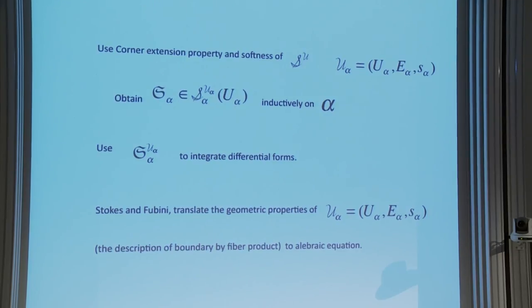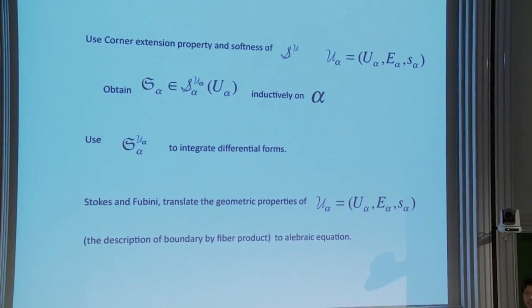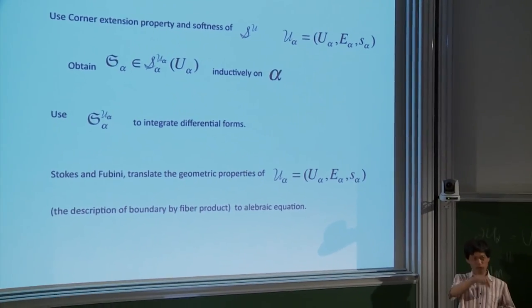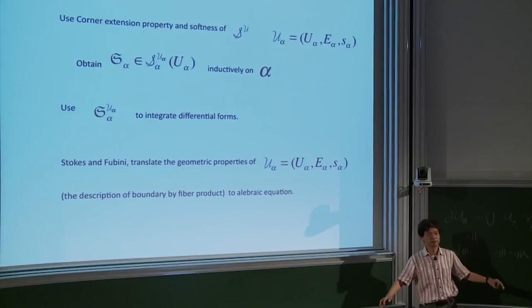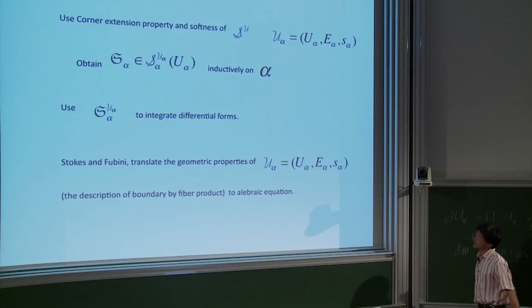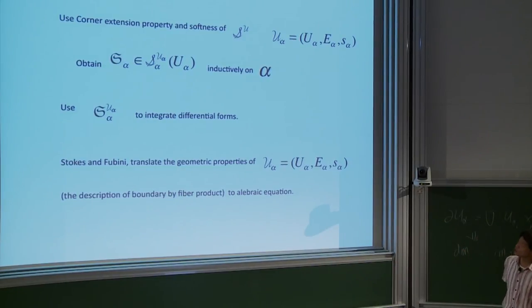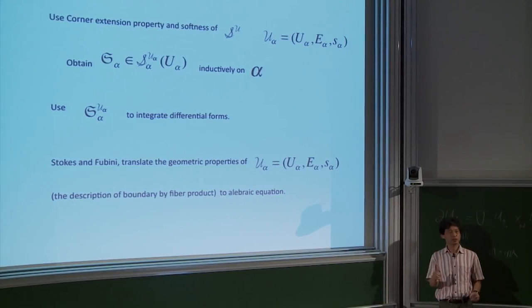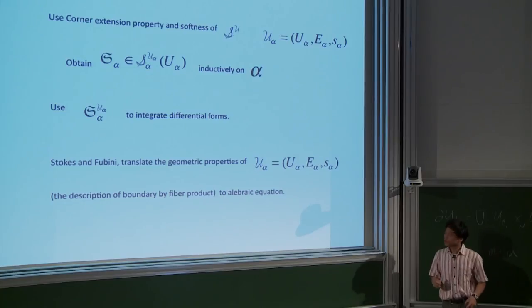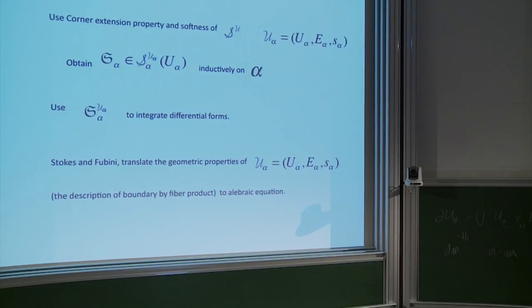It doesn't have a boundary. And Maxim says that this is non-empty. So it is non-empty at one point, and the softness implies that the global thing is non-empty. But then you go to the induction hypothesis. So you want to construct, suppose you have constructed S of beta for any beta which is strictly smaller than alpha. Then you want to look at these diagrams.